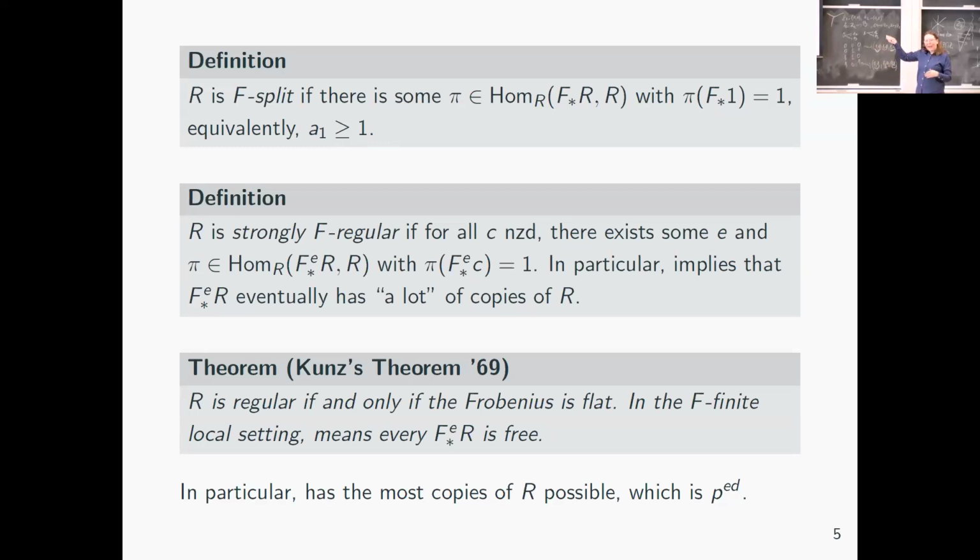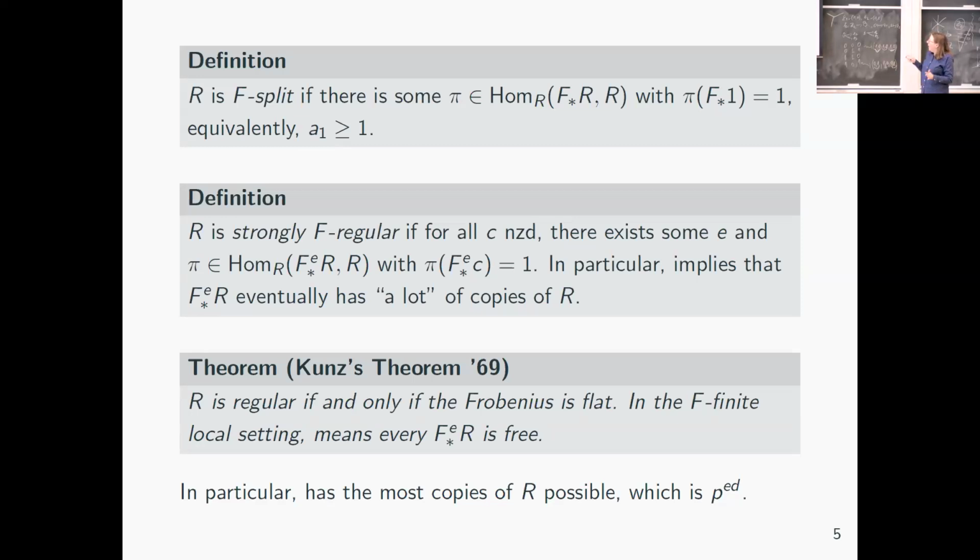This is a similar format in my definition, but now, instead of just 1, I'm considering other non-zero divisors. And I want to be able to find a map that will send this element to 1, except it turns out I might need to consider going to a higher iterate of the Frobenius if it's not the element 1 specifically, but that's okay with us.